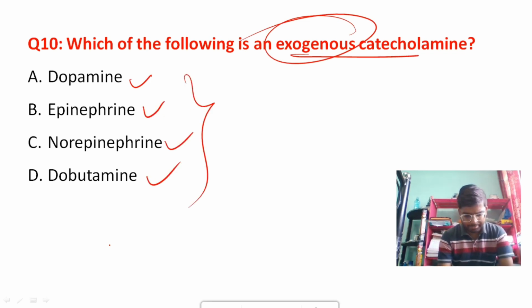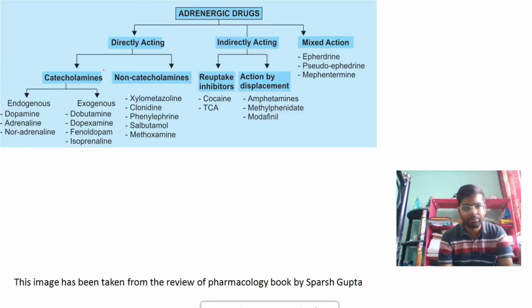See, catecholamines can be classified generally into two parts. One is endogenous catecholamine and another is exogenous catecholamine. So examples of endogenous catecholamines are dopamine, adrenaline, noradrenaline, and in case of exogenous catecholamines, dobutamine and dopexamine. These are the examples of exogenous catecholamines.